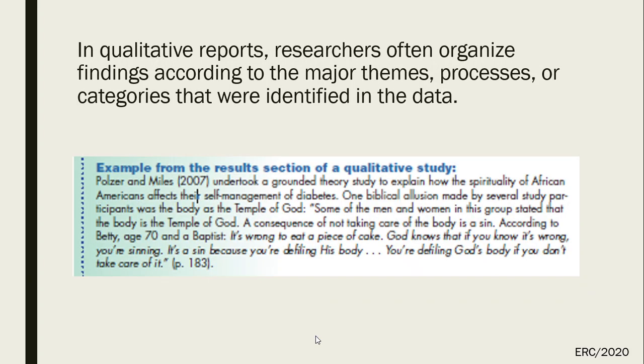In qualitative reports, researchers often organize findings according to the major themes, processes, or categories that were identified in the data. For example, the results section of a qualitative study by Polzer and Miles in 2007 undertook a grounded theory study to explain how the spirituality of African Americans affects their self-management of diabetes.